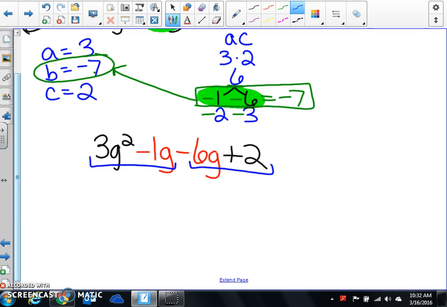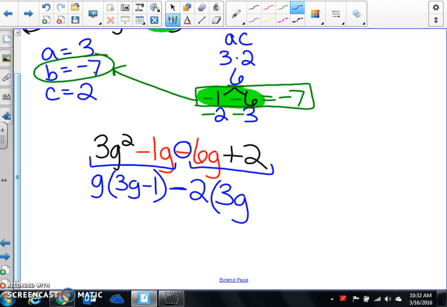Okay, out of the first one, all I can take out is a g. I'm left with 3g minus 1. Remember, this is a negative, so I have to take out a negative. And the greatest common factor of 6g plus 2 is 2. 6 divided by 2 is 3. And then I have g. 2 divided by negative 2 is negative 1.